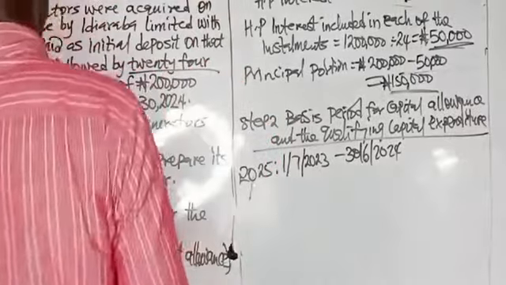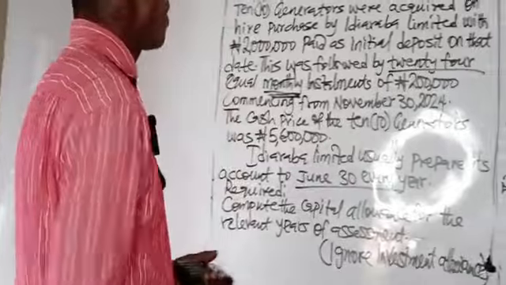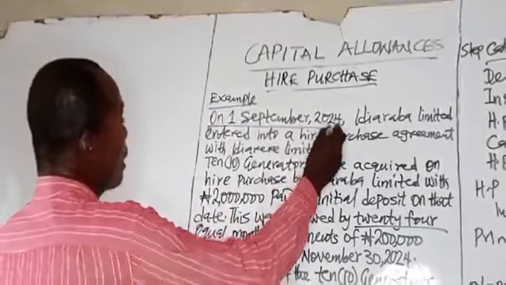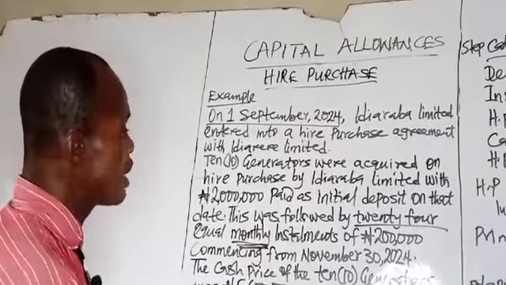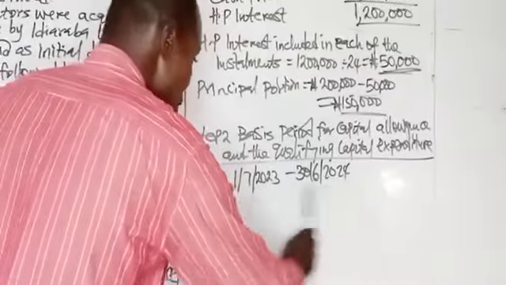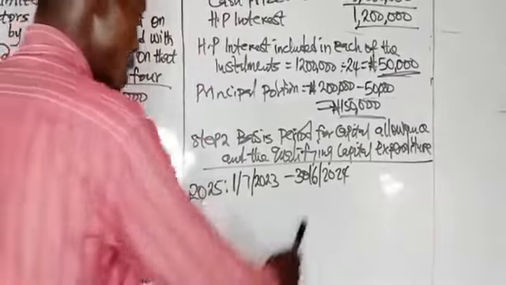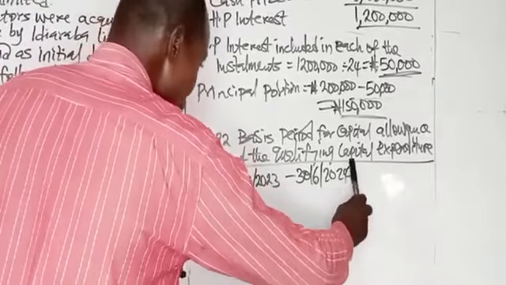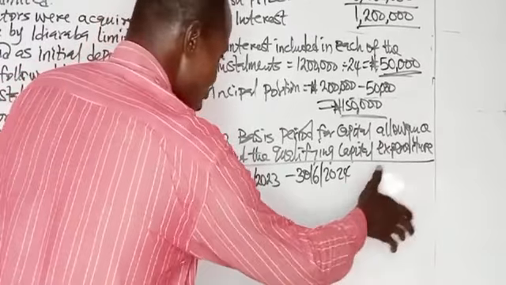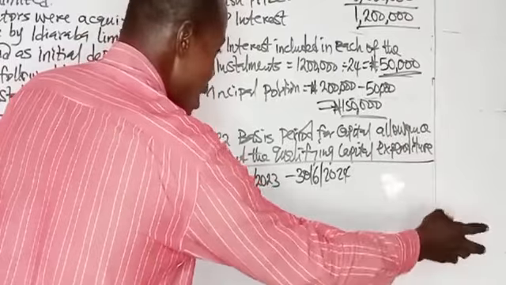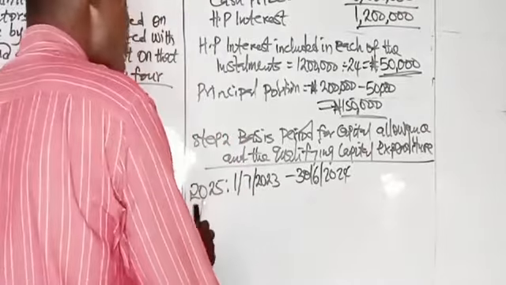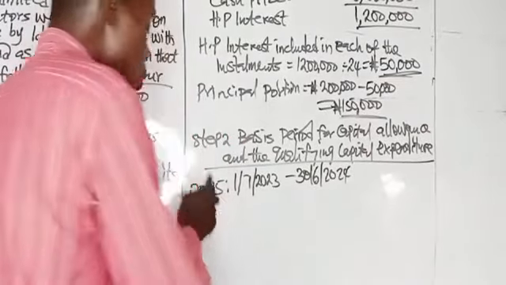Now, if you look at the qualifying asset, when was this asset acquired? It was acquired on 1st of September 2024, and 1st of September 2024 does not fall within this basis period, because this basis period ended as at 30th of June. After June, you have July, August, before you get to September 2024. So the relevant year of assessment is not 2025.